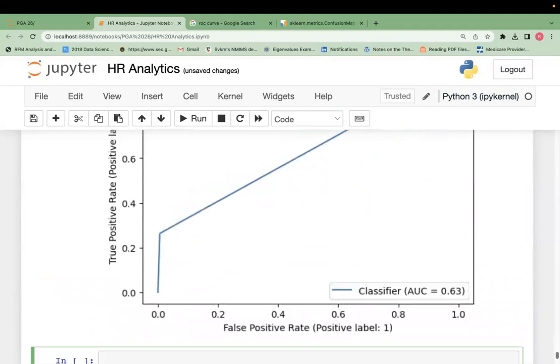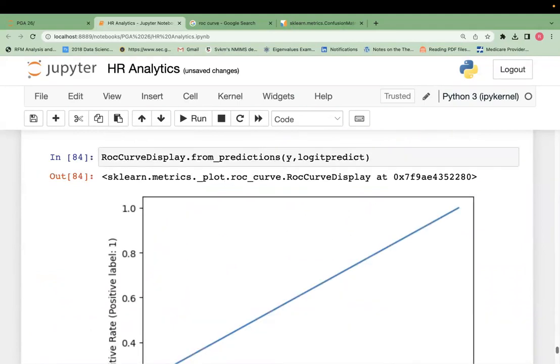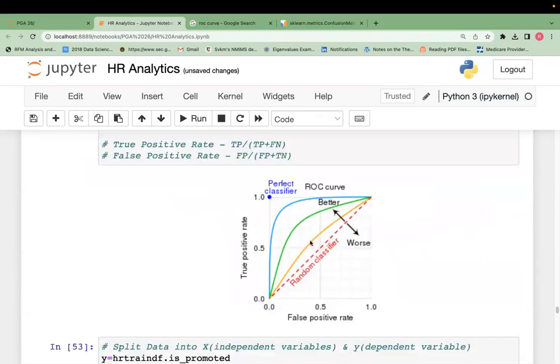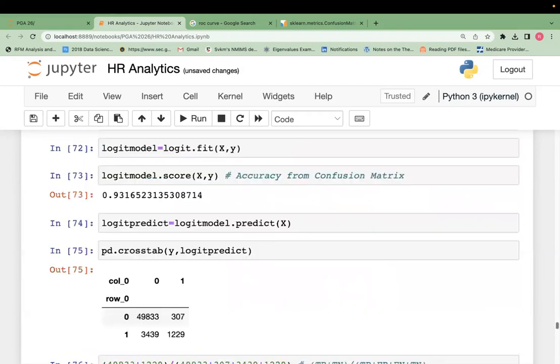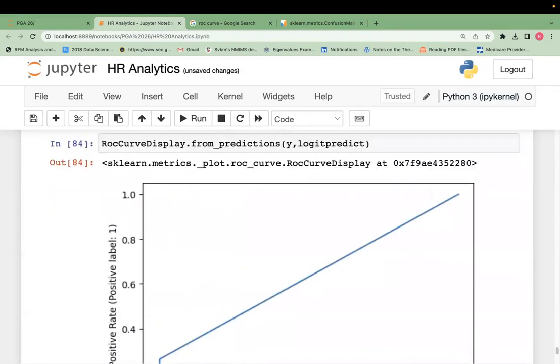0.63 area under the curve. So not a good fit model, right? From this you can see it is not that type of curve, no? What we got in the top looks like this orange line. The curve looks like the orange line, right? That was a good fit model. We didn't get that round shape here, no? Which indicates it's not a good fit model.